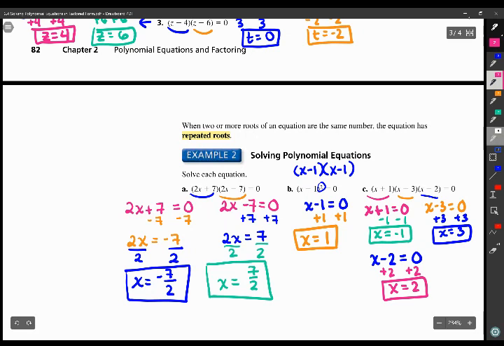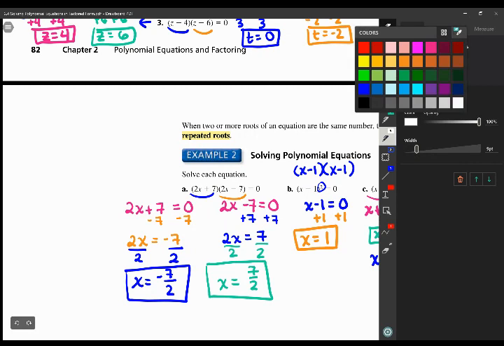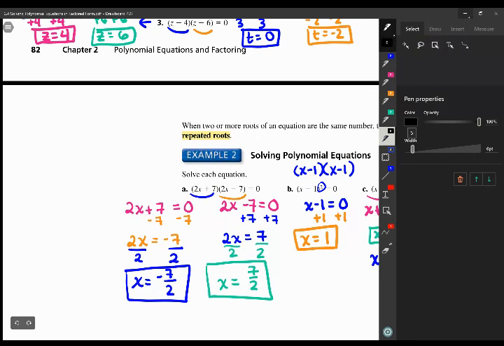And you want to make sure you're really careful with that because sometimes you're going to end up with one solution, sometimes you're going to end up with multiple solutions. And so you just want to make sure that you're paying attention to what your problem looks like.